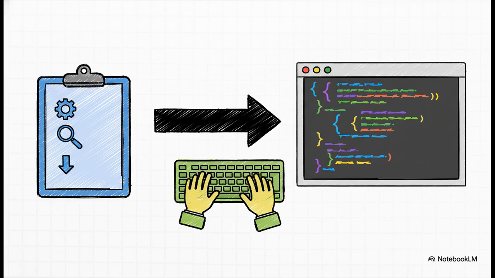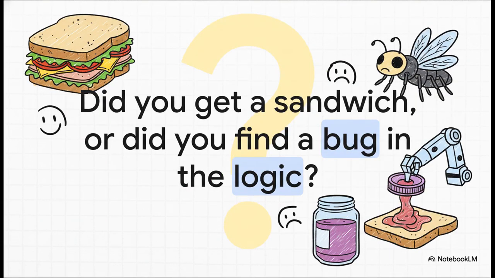You're taking that logical plan you made and you're translating it into the specific words and grammar of a language the computer can understand, like Python. And last but definitely not least, we have step 4, testing. This is where we hit run and see what happens. Did we get a perfect sandwich, or did we find a bug?